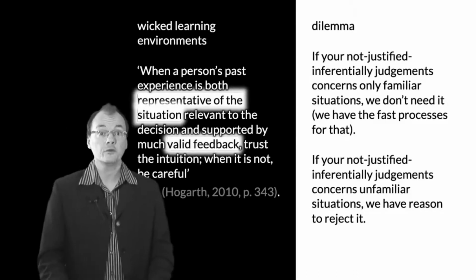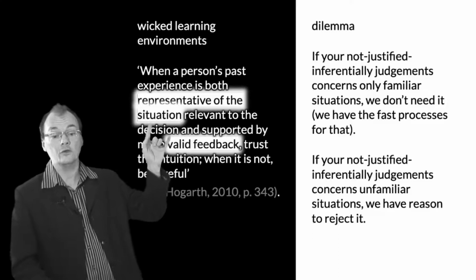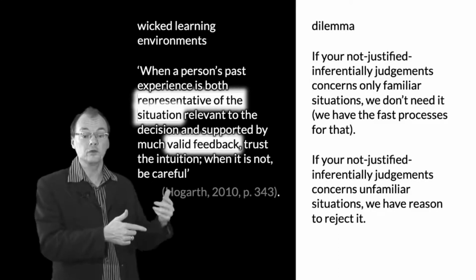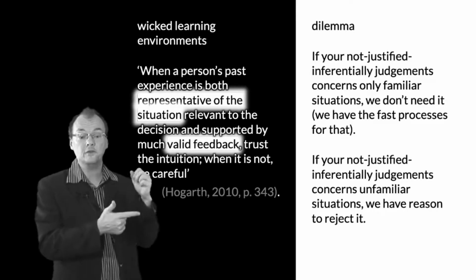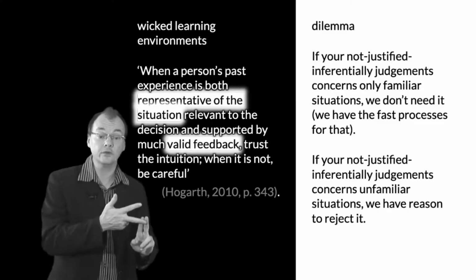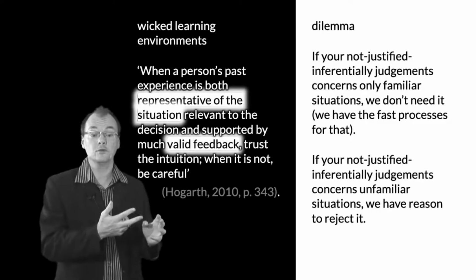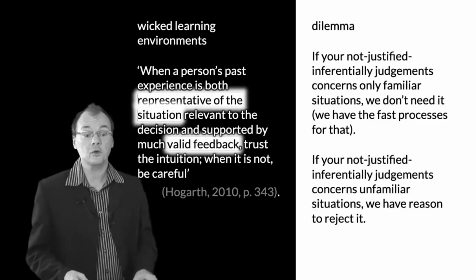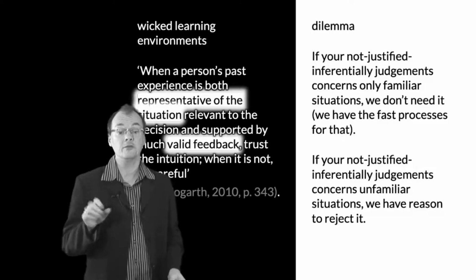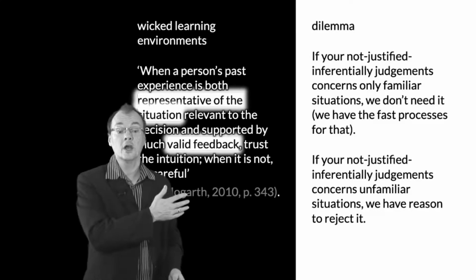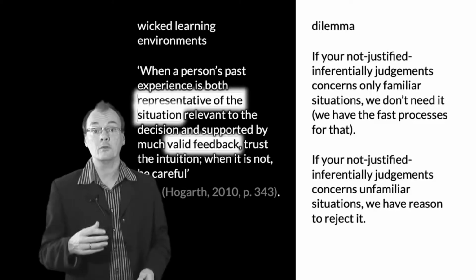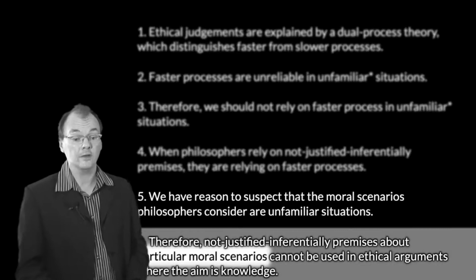So there is a real challenge. How can we meet these two criteria? Your not justified inferentially judgment about general cases is based on representative feedback, representative experience and valid feedback, and also what you're offering us is something informative. I think the dilemma is right here. We can't do that. The principle is either uninteresting because we already have the fast processes for it, or else it's telling us about unfamiliar situations, and we shouldn't then, in that case, accept it.